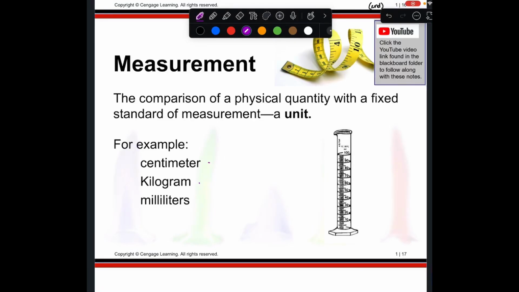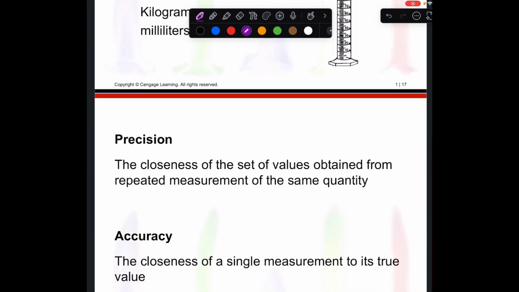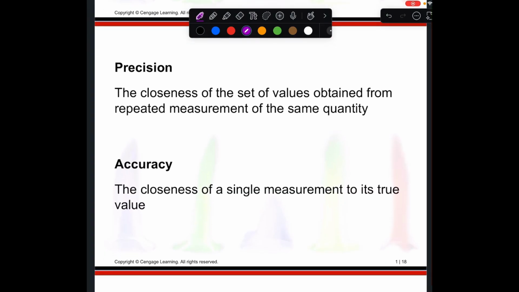So measurement is the comparison of a physical quantity with a fixed standard of measurement, and it has to always include a unit. So some units we're going to see and utilize a lot are centimeter, kilogram, milliliters, and so much more. Now, two qualities of measurement are how precise they are and how accurate, and there is a little bit of a difference with these terms.